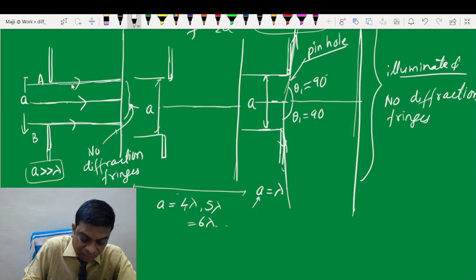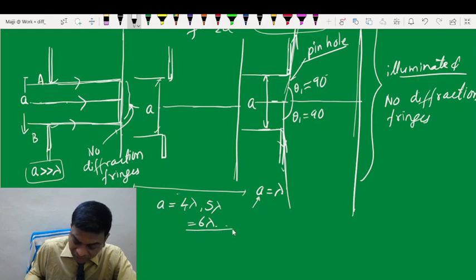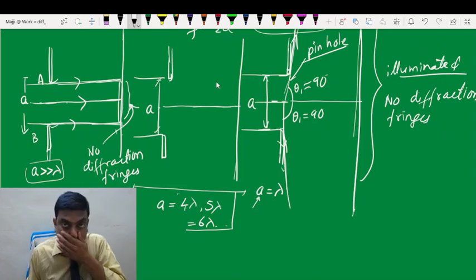In other words, light travels along a straight line path. There is no bending, there is no diffraction, which means there is no bending at the corners. Simply the image of the slit can be seen, almost of the same size. But as you start decreasing the width and over a certain stage, let us say A becomes 10 lambda or 6 lambda or 8 lambda, whatever it is, then certainly you can see the diffraction pattern, alternate dark and bright fringes there.